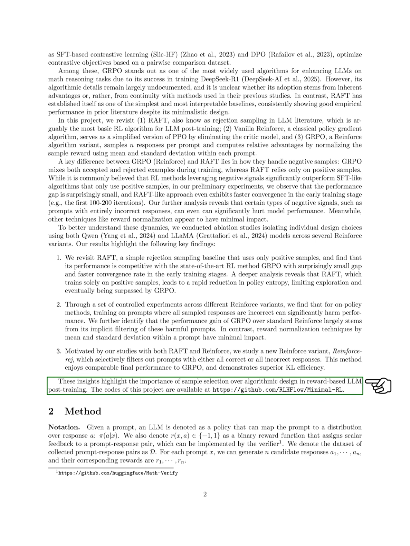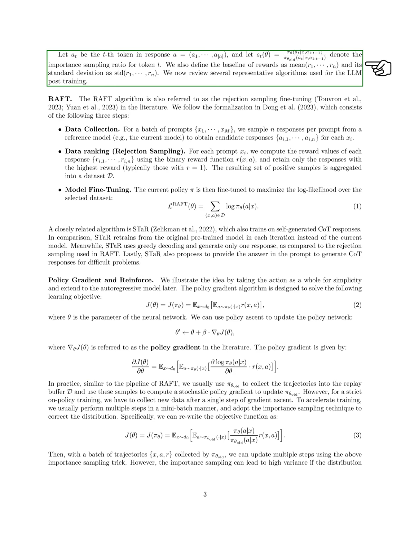Overall, our insights emphasize the significance of sample selection over the specific algorithm used in reward-based LLM post-training. The code for our project is available for further exploration. Section Summary. In this section, we investigate reinforcement learning algorithms for fine-tuning large language models, particularly focusing on mathematical reasoning tasks. We find that simpler methods like RAFT, which uses only positive samples, perform competitively with more complex algorithms like GRPO, and highlight the importance of sample selection over algorithmic complexity in reward-based post-training.